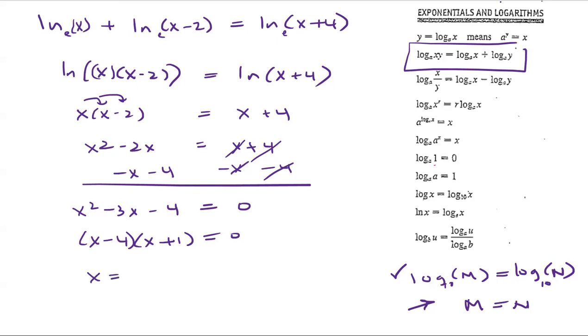Then we set them both equal to 0. So x minus 4 equals 0, and x plus 1 equals 0. Then we solve. So x equals 4 on the left here, and x equals -1 on the right. Now, normally what we do is go and plug these back in to check to see if one of them or both of them are not a solution.